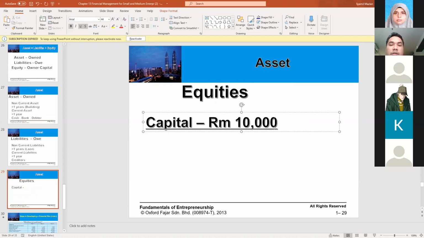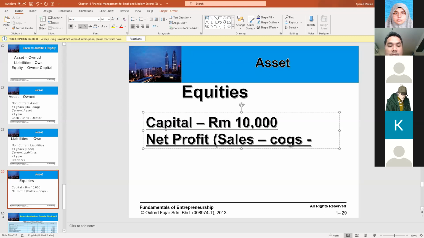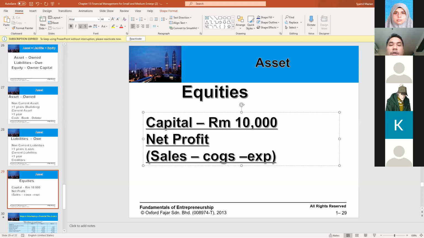For example, you start the business with 10,000 and then the net profit. Remember that you did the income statement, right? After you make sales minus COGS, right? Sales minus COGS minus expenses, you get what we call the net profit. So the amount of net profit we put under the equity part.